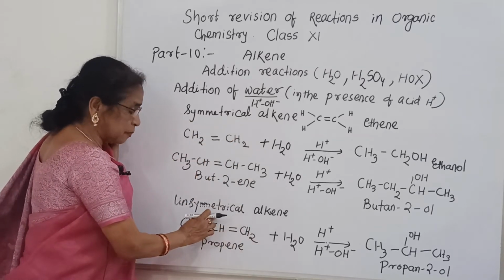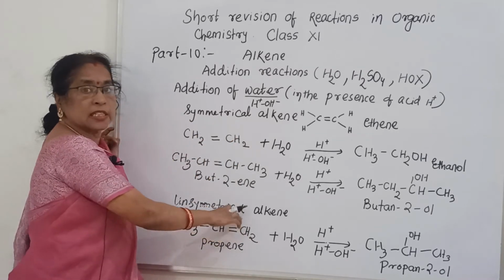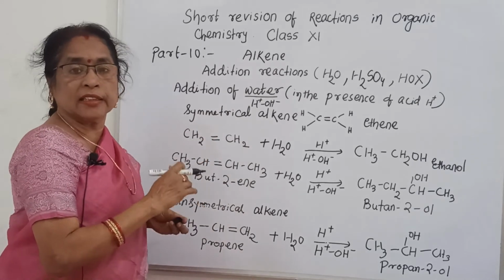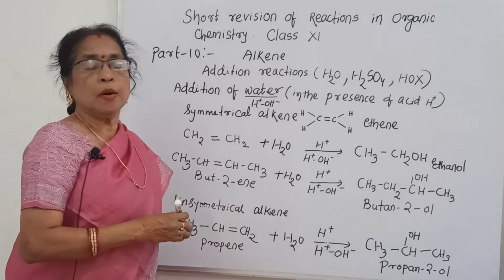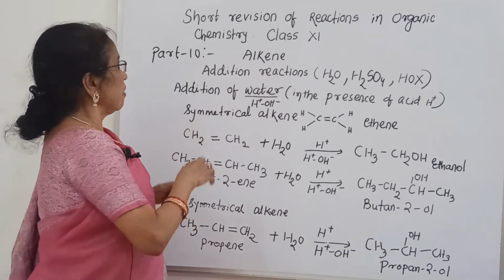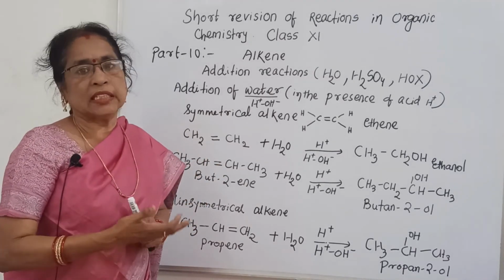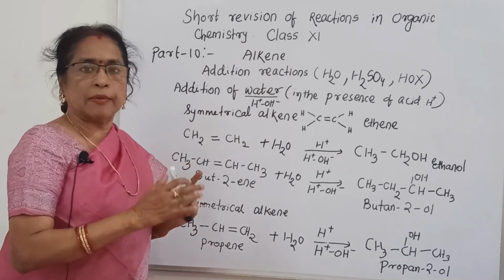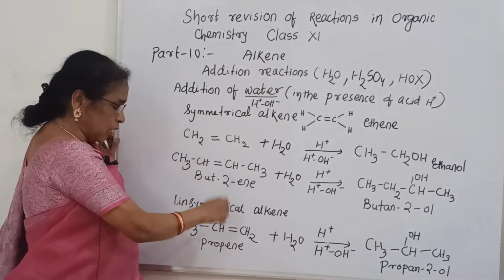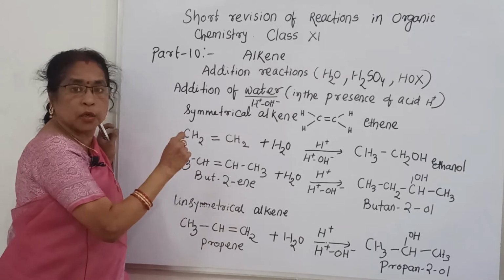If you write OH minus here and H plus here, the product is different. Then what to do? You will follow Markovnikov's rule. I have explained in part 9 what Markovnikov's rule and anti-Markovnikov's rule are, and here it only follows Markovnikov's rule.